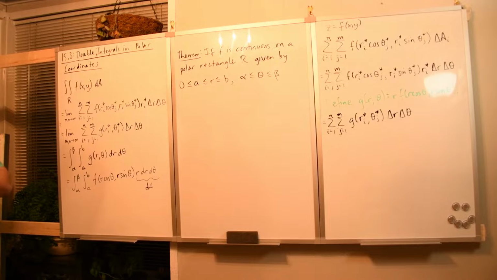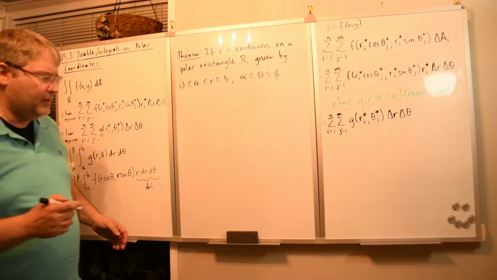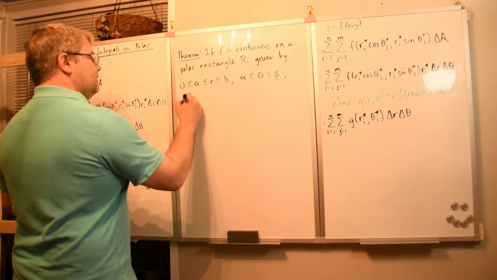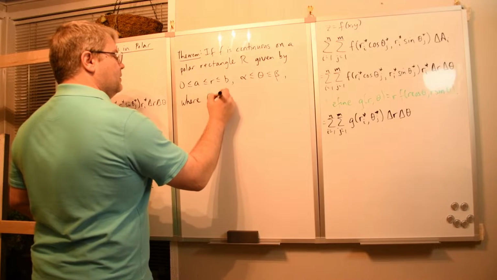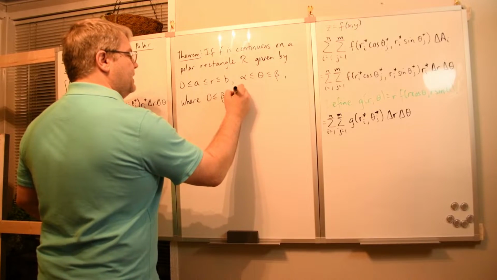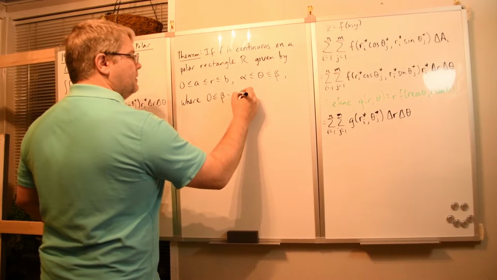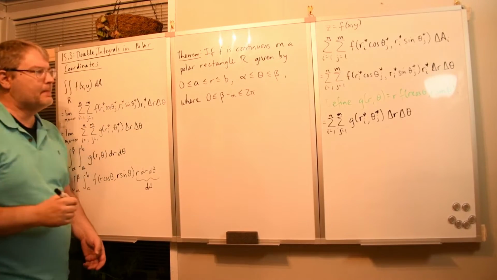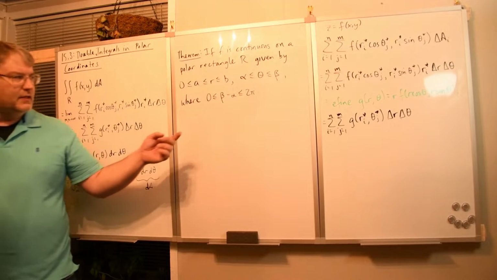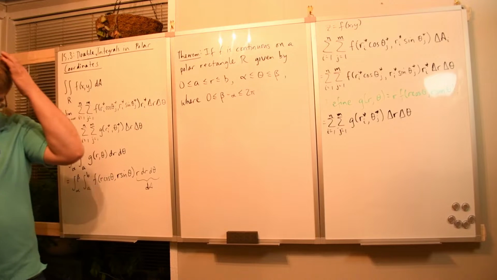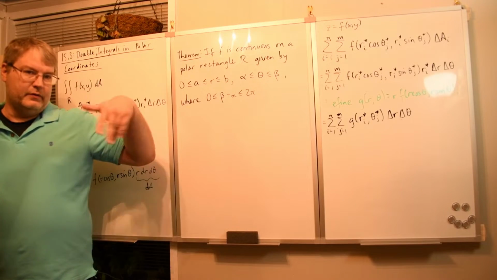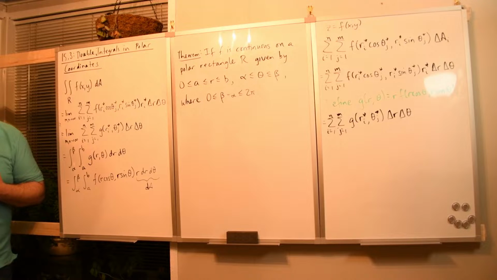Once again, r is going to range from a to b, theta is going to range from alpha to beta. We're also going to have the following condition: beta minus alpha is greater than or equal to 0, less than or equal to 2 pi. Basically, what this guarantees is that beta is going to be at least as large as alpha, and you're not going more than a full revolution. So that's pretty important to keep in mind.